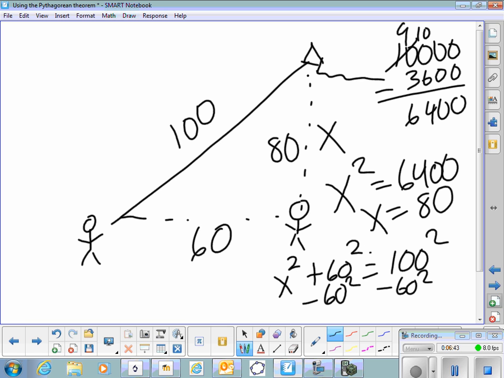So in this case, we knew the hypotenuse, and that can help us find one of the other legs. So in this case, we subtracted 60 squared from the length of the hypotenuse squared. So there's a little difference between that last one and this one.